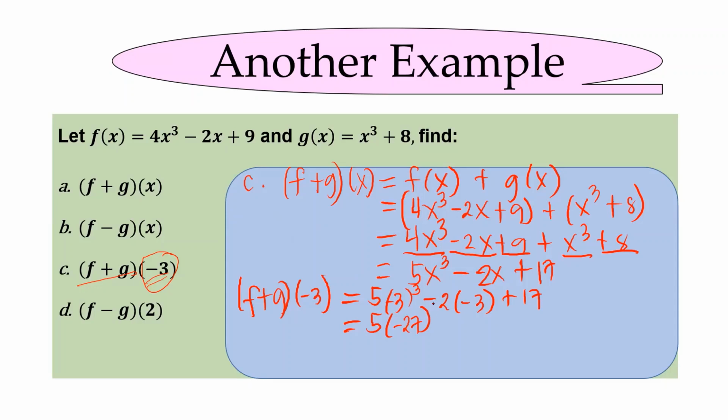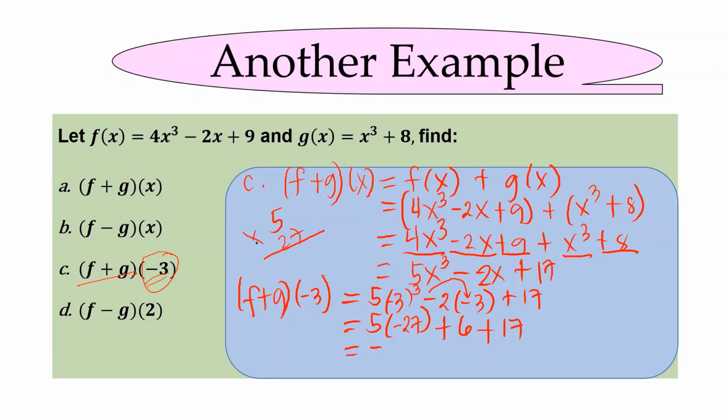Now, negative 27. Negative times negative, positive. 2 times 3, that is 6. So, negative 2 times negative 3, positive 6. Plus 17. Now, we have to multiply. What about 5 times 27? So, 5 times negative 27. So, automatically, negative na siya kasi yung isa negative, ang isa positive.